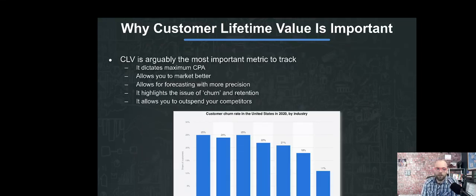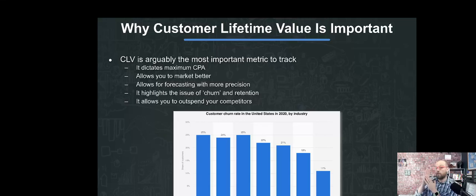So why is it important? I would argue that this is probably the most important metric to track. The reason being is it dictates everything else that you do in your marketing. The main one is your maximum cost per acquisition. This is the maximum that you can spend per customer to acquire them as a customer. With this knowledge, it allows you to use data to run your marketing and your sales a lot more efficiently and a lot better.